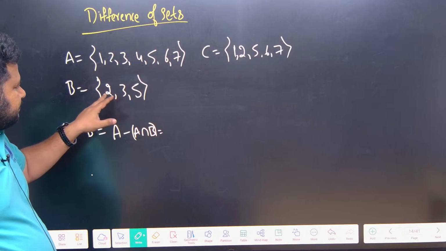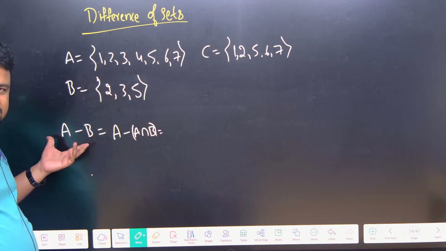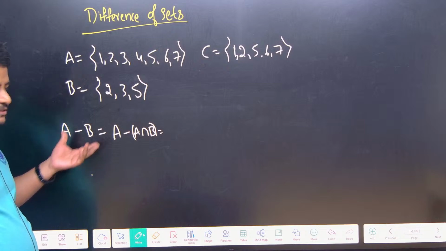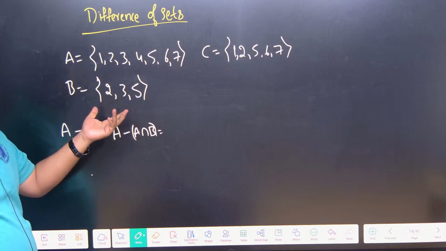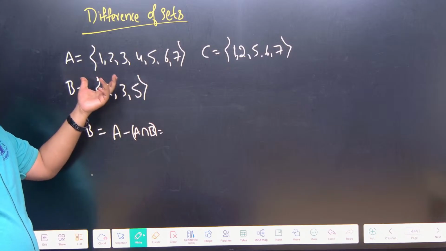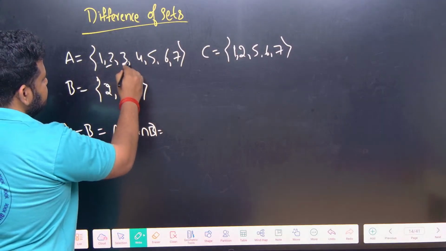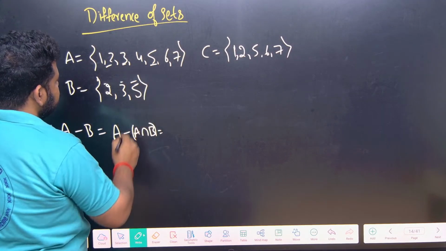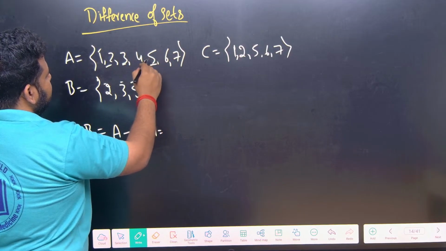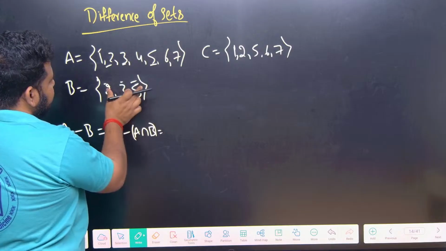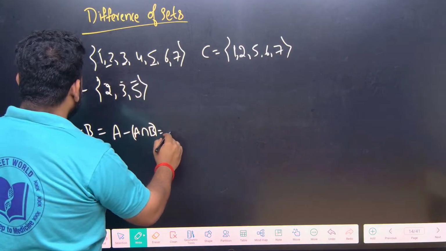Let us understand again. A minus B means the elements of B which are present in A, you remove them. And you should write the remaining elements that are present in set A. So 2 is present, 3 is present, 5 is present. Remaining elements are 1, and apart from 2, 3, 5, what is present here is 1, 4, 6, 7.